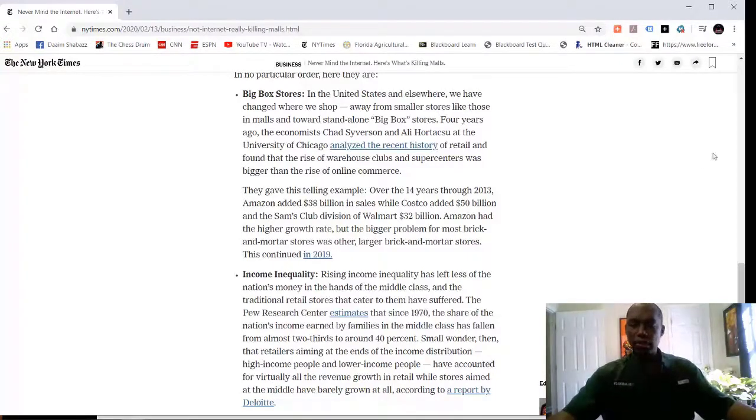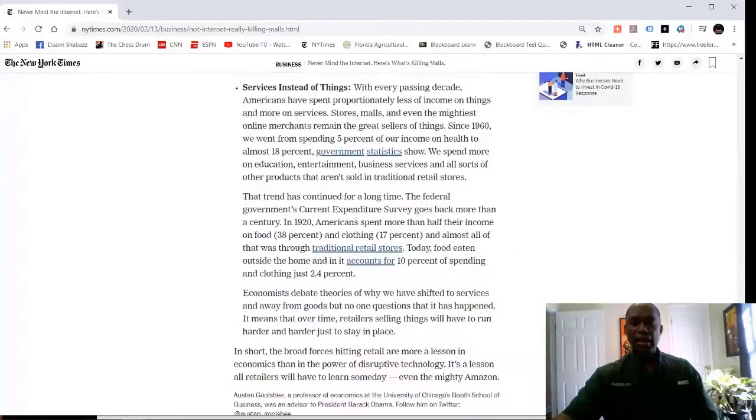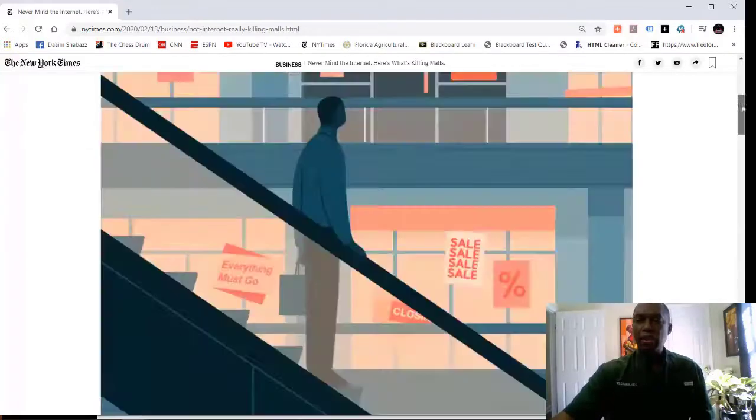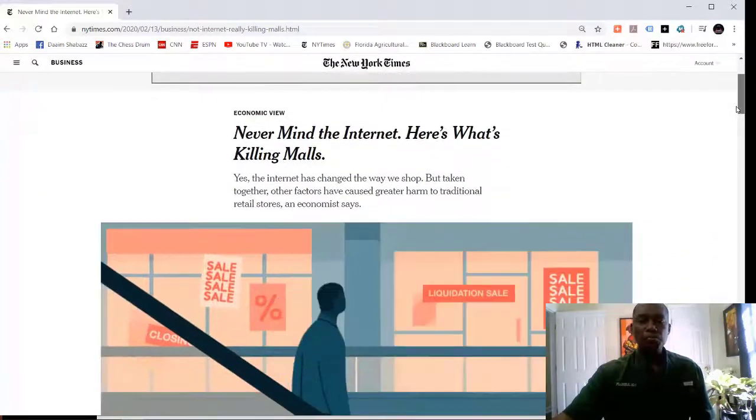Income inequality, which is something that we might not have considered. And then they talk about the rise of services. Not only, of course, online has a lot to do with that, but it says we spend more on education, entertainment, and business services and all types of other products that aren't sold in traditional retail stores. So there you have it in terms of the impact on shopping malls.